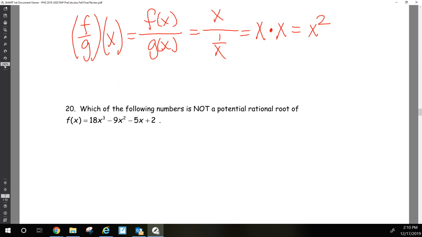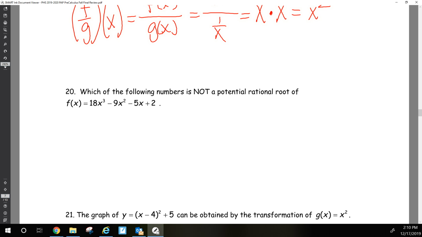All right, which of the following numbers is not a potential rational root? No, this is really bad, Miss Harris. Why? What's wrong with this? Well, it's supposed to be a multiple choice question, but I didn't give you any of the options. So instead, let's come up with the potential roots for this one. Remember, our rational roots are going to come from the factors of the constant divided by the factors of the leading coefficient. So the factors of 2 are 1 and 2, divided by the factors of 18.